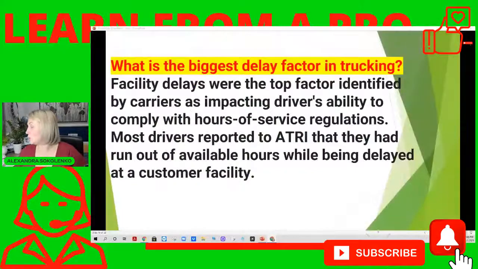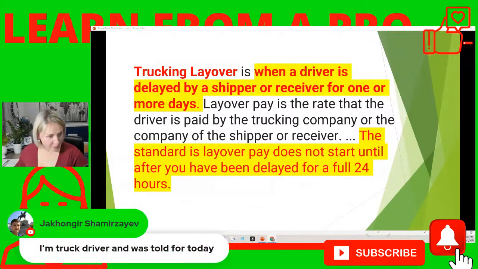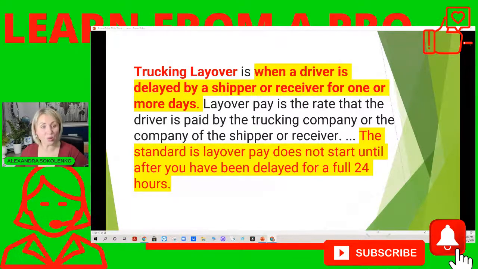Let's go into layover. Wow, we already over the 1 hour. Times goes fast, huh? When we having fun. So again, what is a trucking layover? This is when you exceeding that 6-8 hours and you stay in there for next day. So in this case, for example, the driver, Mr. Shamirzayev, he's probably looking to get layover.